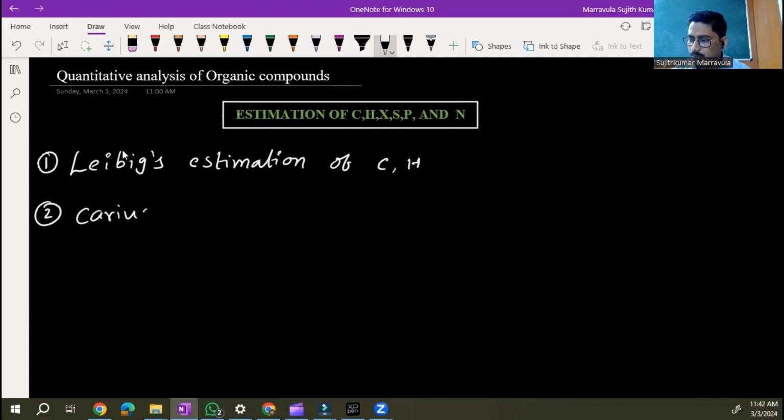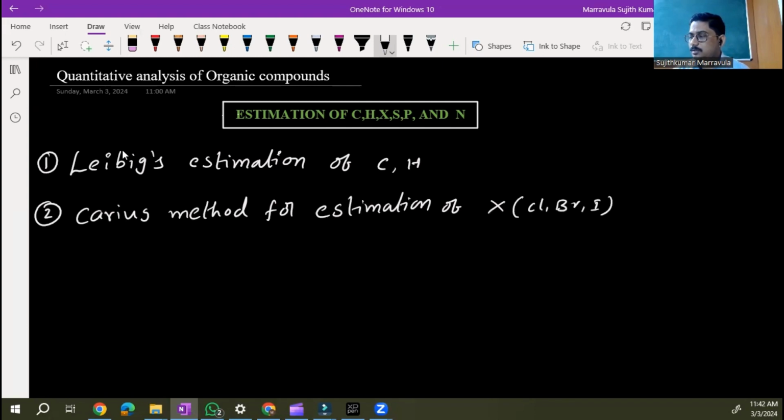The second one is the Carius method for estimation of halogens. Here X means halogens, that is chlorine, bromine, and iodine. We can't estimate fluorine here because fluorine cannot form a precipitate. One more thing is we can estimate sulfur and phosphorus also. So this is the second method for the estimation.